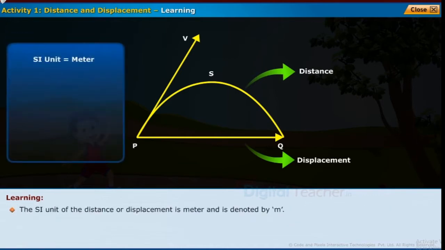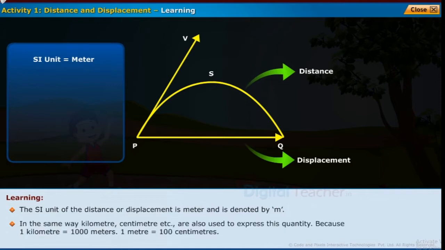The SI unit of distance or displacement is meter and is denoted by m. In the same way, kilometer, centimeter, etc. are also used to express this quantity. Because 1 kilometer is equal to 1000 meters, and 1 meter is equal to 100 centimeters.